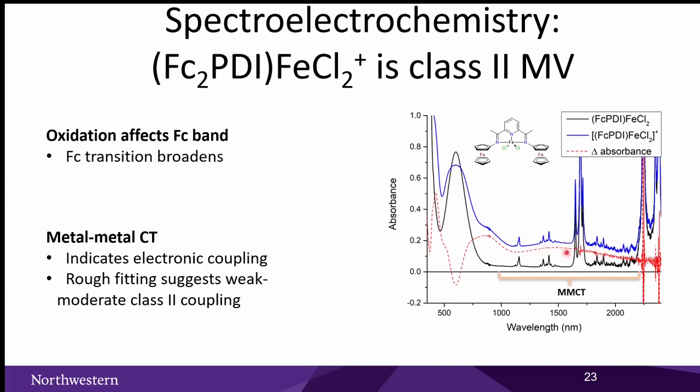And deconvoluting this mess is not trivial, but if you do a rough fitting of this, you get a degree of coupling that fits to a weak to moderate class 2 compound. So nothing to go shouting home about in terms of strongly electronically coupled systems, but it is interesting that this central metal seems to be very important for observing that coupling, and it acts as a switch, but doesn't actually participate directly in that system, which I find to be kind of an interesting phenomenon.